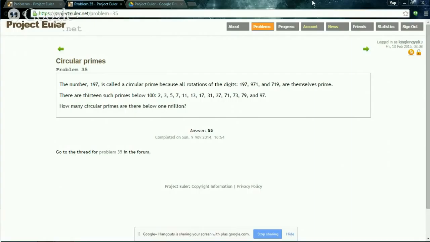There are 13 such primes below 100: 2, 3, 5, 7, 11, 13, 17, 31, 37, 71, 73, and so on. So how many circular primes are there below 1 million?